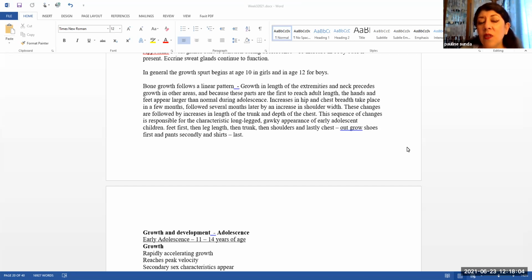This takes place in a few months, followed several months later by an increase in shoulder width. These changes are followed by increases in length of the trunk and depth of the chest. The sequence of changes is responsible for the characteristic long-legged, gawky appearance of the early adolescent. So first your feet, then leg length, then trunk, then shoulders, and lastly the chest. So basically they're going to outgrow their shoes first, then their pants in terms of length, and then their shirts last.